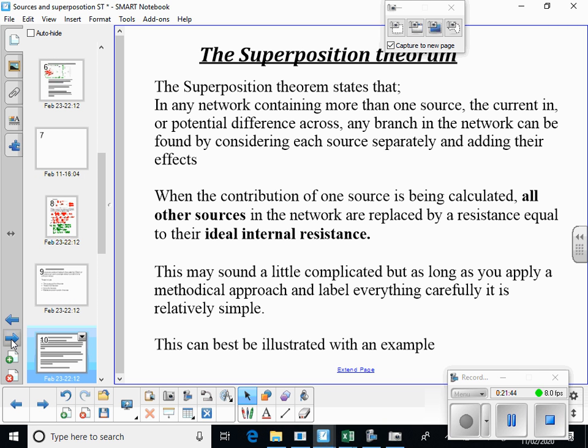So, the superposition theorem states that in a network containing more than one source, we're only going to do two, because it's the principle. To have three sources, four sources, you're not going to learn any more, you're just going to do a lot more work. So if I give you two sources, you're just repeating the calculation one more time. You haven't learned any more by doing it.